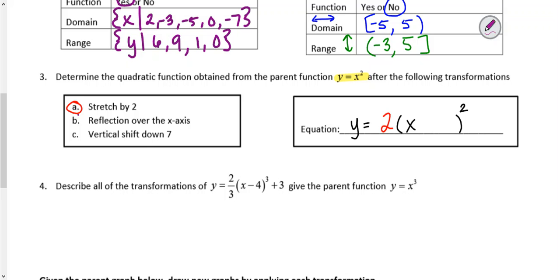The next one is a reflection. Now a reflection is just a minus sign, which is also in the front, so it's a negative. And finally, I have a vertical shift down 7. Up and down goes at the very end. Down is -7. So we actually don't have anything inside our parentheses.